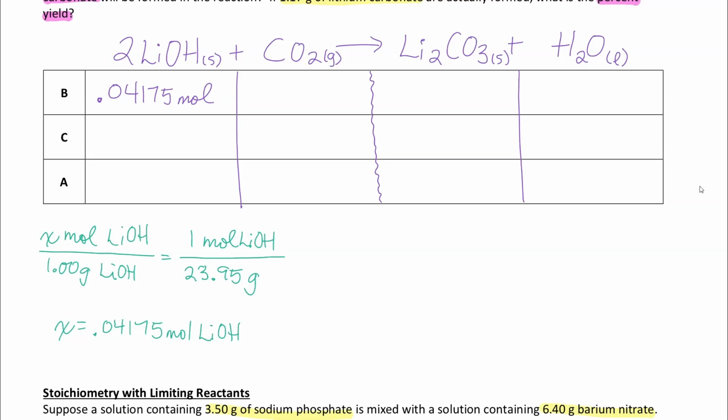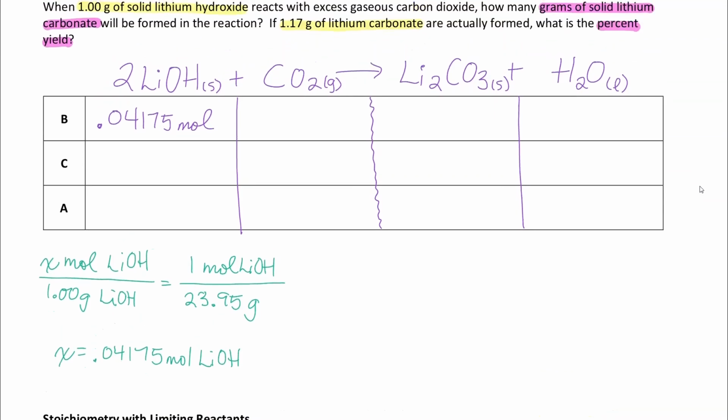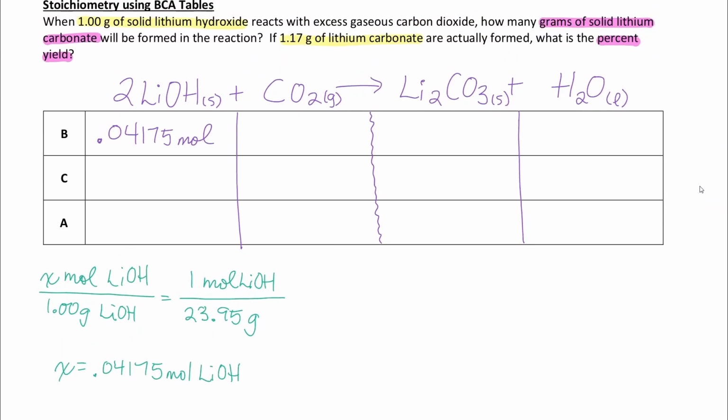What do we know about the amount of carbon dioxide from the problem? What are we told? Excess, right? So we've got more than enough. So guess what? Excess. We don't really care how much we have in this particular case. We just know we have enough.